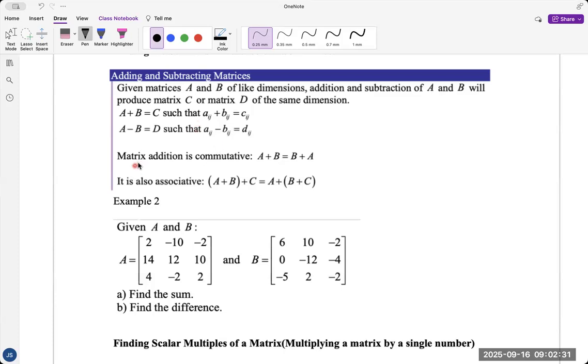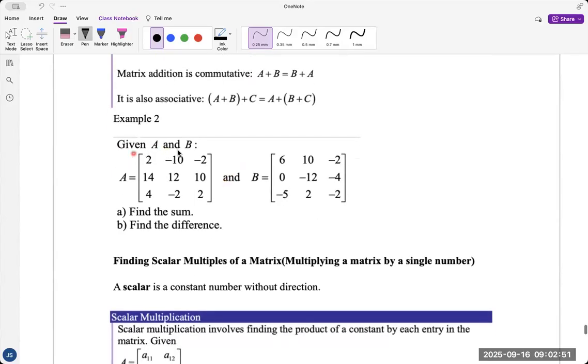So they do make note here that matrix addition is commutative, so it doesn't matter which way we add these, and it's associative. So if there are multiple addition operations that we have to do, it doesn't really matter which we do first.